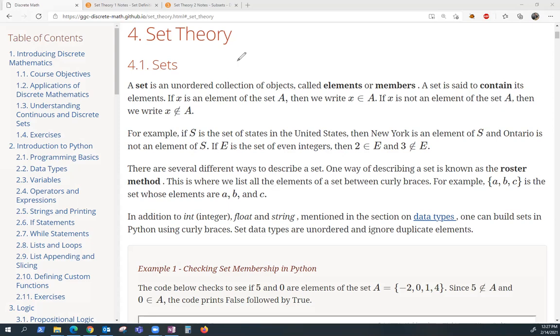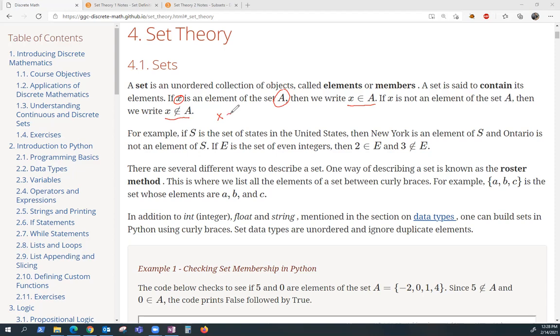All right, so it's kind of a basic definition. We're just going to say that a set is an unordered collection of objects, and the objects inside the sets are called the elements or the members of that set. Now, a set contains its elements. So, for example, if we have a set called A, and x is an element of it, then A contains x. And this is the notation we use to say that x is an element of A, or that A contains x. And if x is not an element, then this is the notation we use.